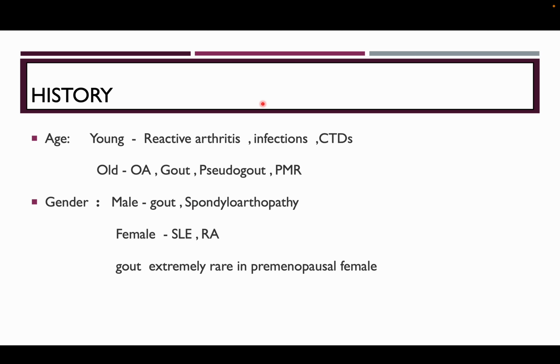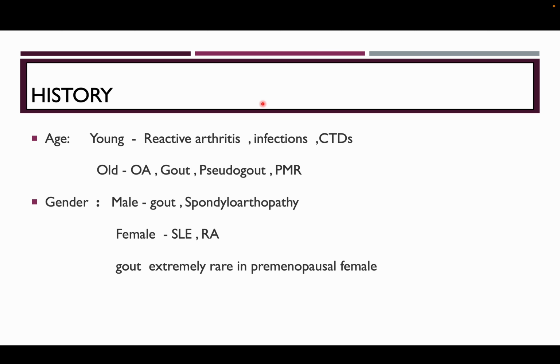So always take the history. Young onset, reactive arthritis is positive in the 20s to 40s, and infections should be ruled out. All CTDs like rheumatoid arthritis, SLE, scleroderma, Sjogren's should be ruled out. In old age, always look at OA. Gout can also present as an NGA, but it takes time to have chronic gout, like 5 to 10 years.